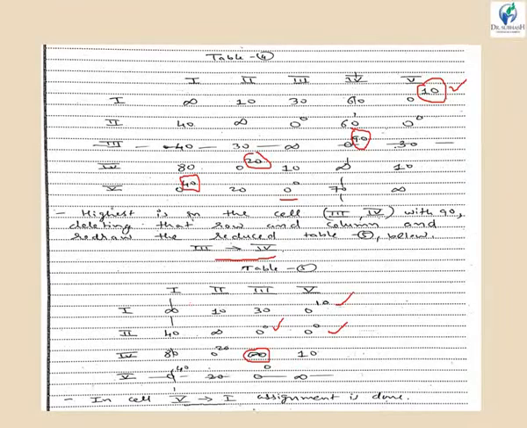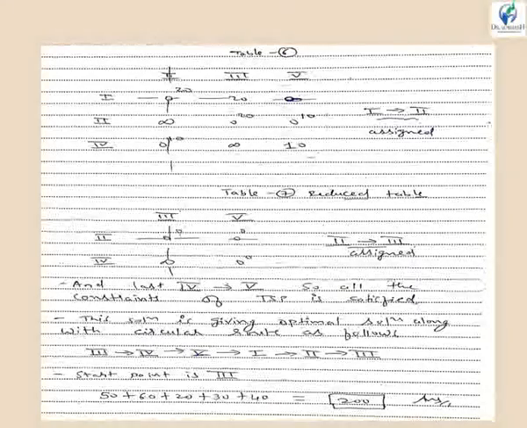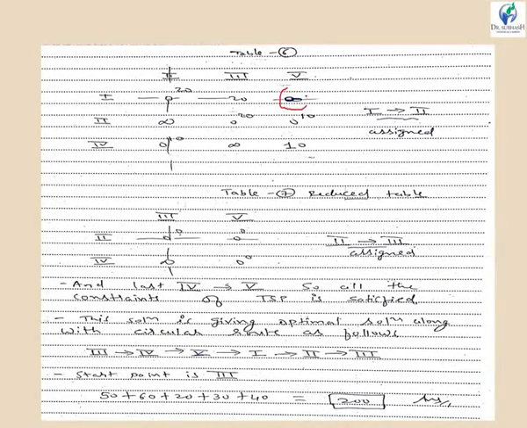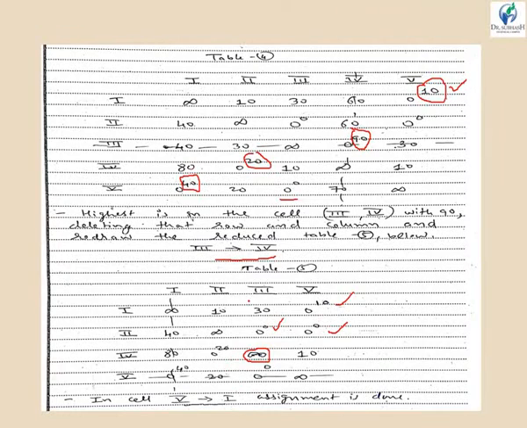Now where you find 1 and 5, there in the reduced table, when you draw 1 and 5, that remains. So here you should keep infinite, because the same assignment cannot be done. So we will keep infinite over here. Then what remains from the previous table is 30 and 10. That row does not have any zero.